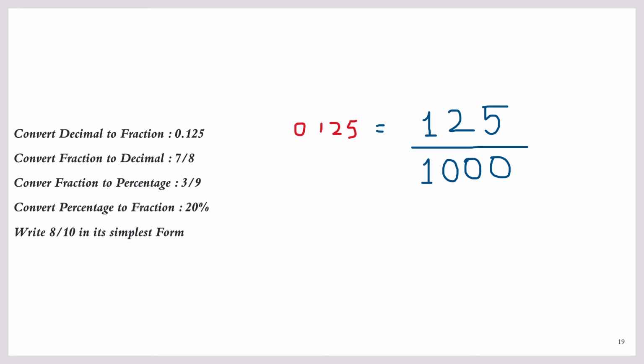And 125 over 1000 can be simplified as 5 times 25 is 125 and 5 times 200 is 1000. So we have a simplified version, but it can be further simplified. 25 times 1, and 200 divided by 25 is 8. So 0.125 can be simplified to 1 over 8, and that becomes the answer.